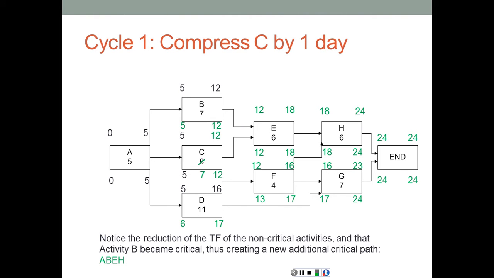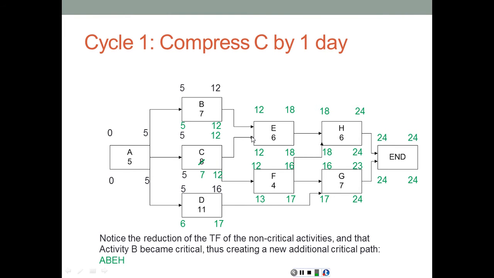And here's the calculation after the first cycle of compression. Notice that each cycle is going to be done in a different color so that we can identify which activities have been affected and which dates have changed. So here, when we compress activity C from 8 to 7, perform the calculations.